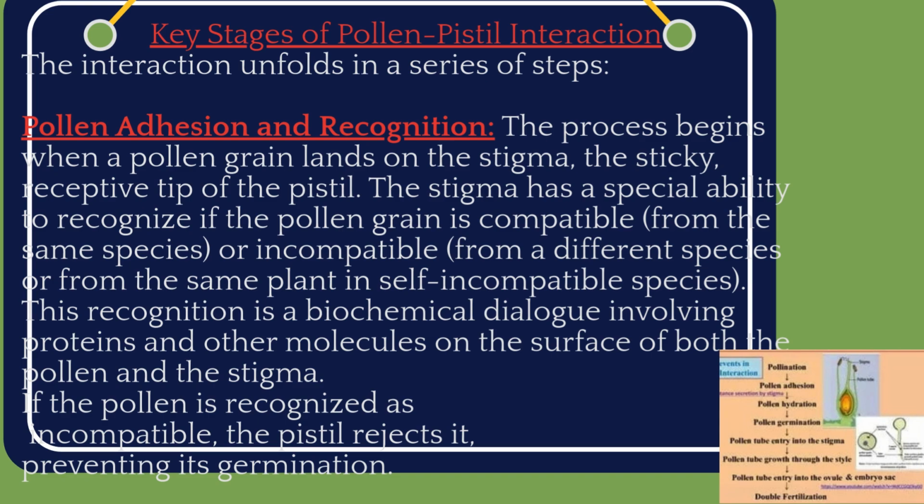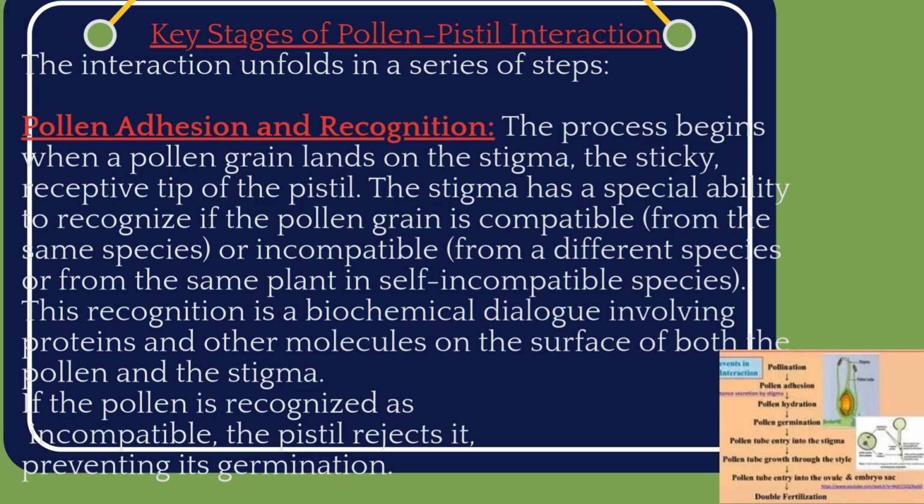The process begins when a pollen grain lands on the stigma. The pollen grain will come through the wind or through the water or by any other sources. And then what? As you all know, the stigma is a sticky part. The pollen grain will get stuck on the stigma, the sticky receptive tip of a pistil.